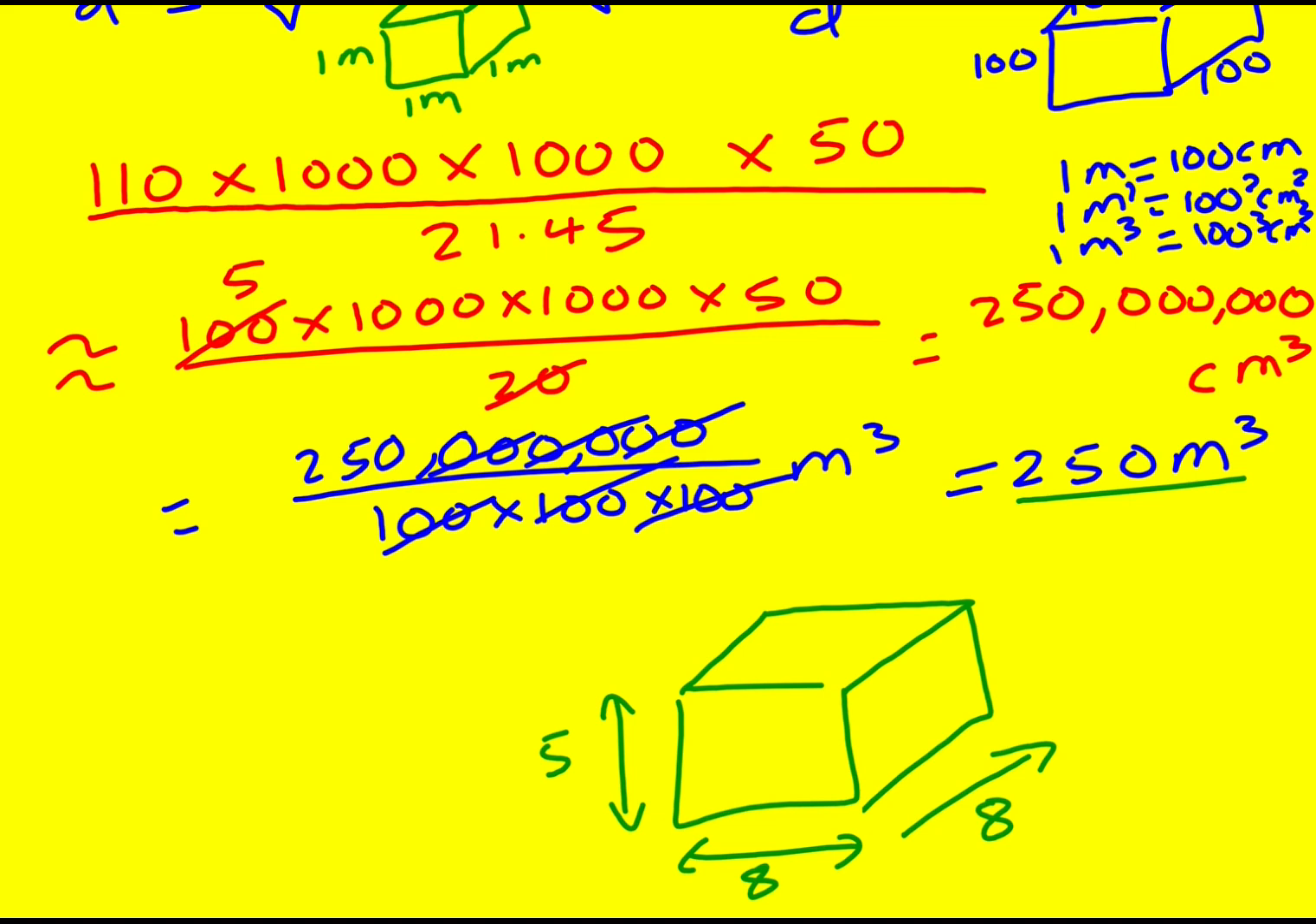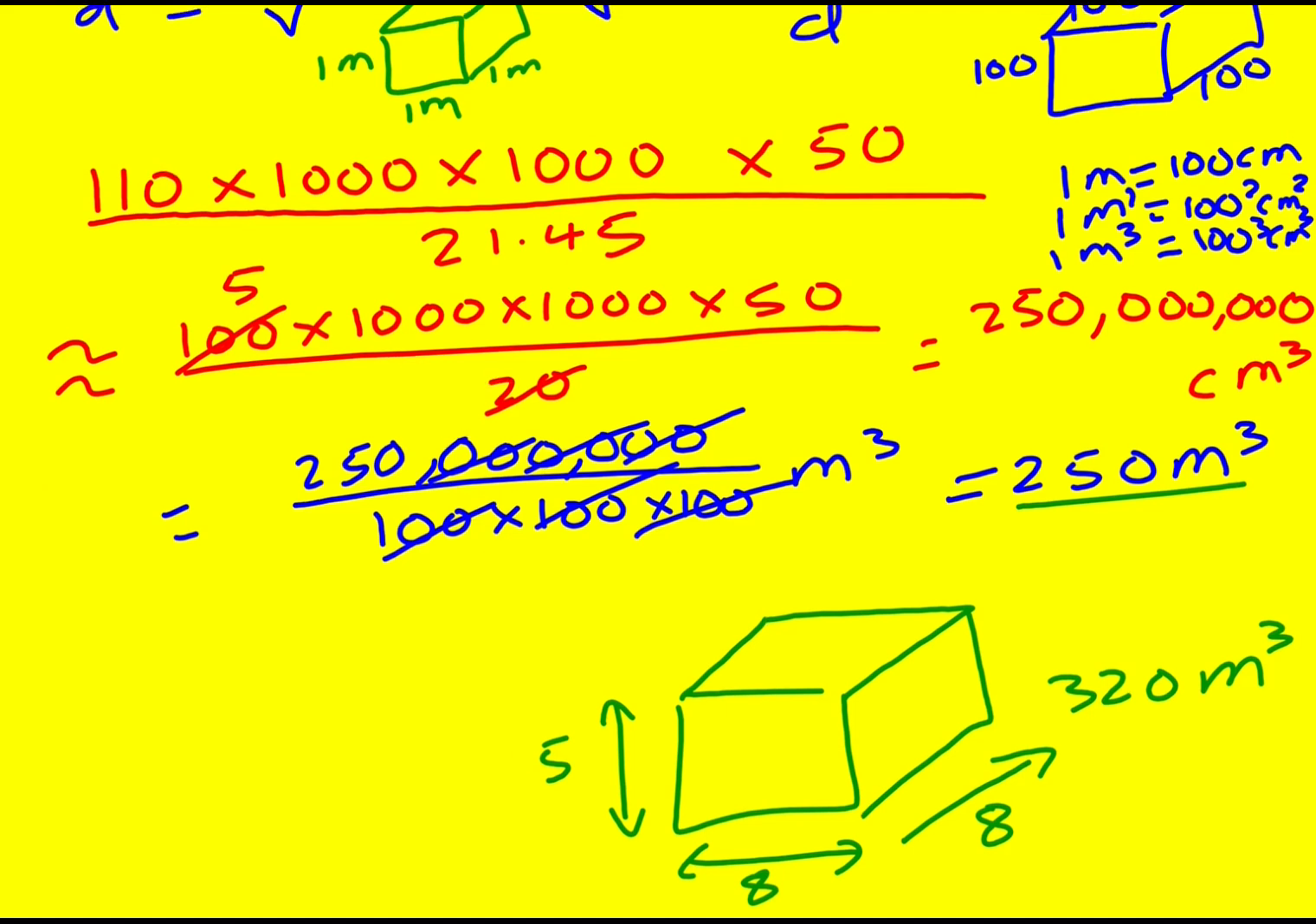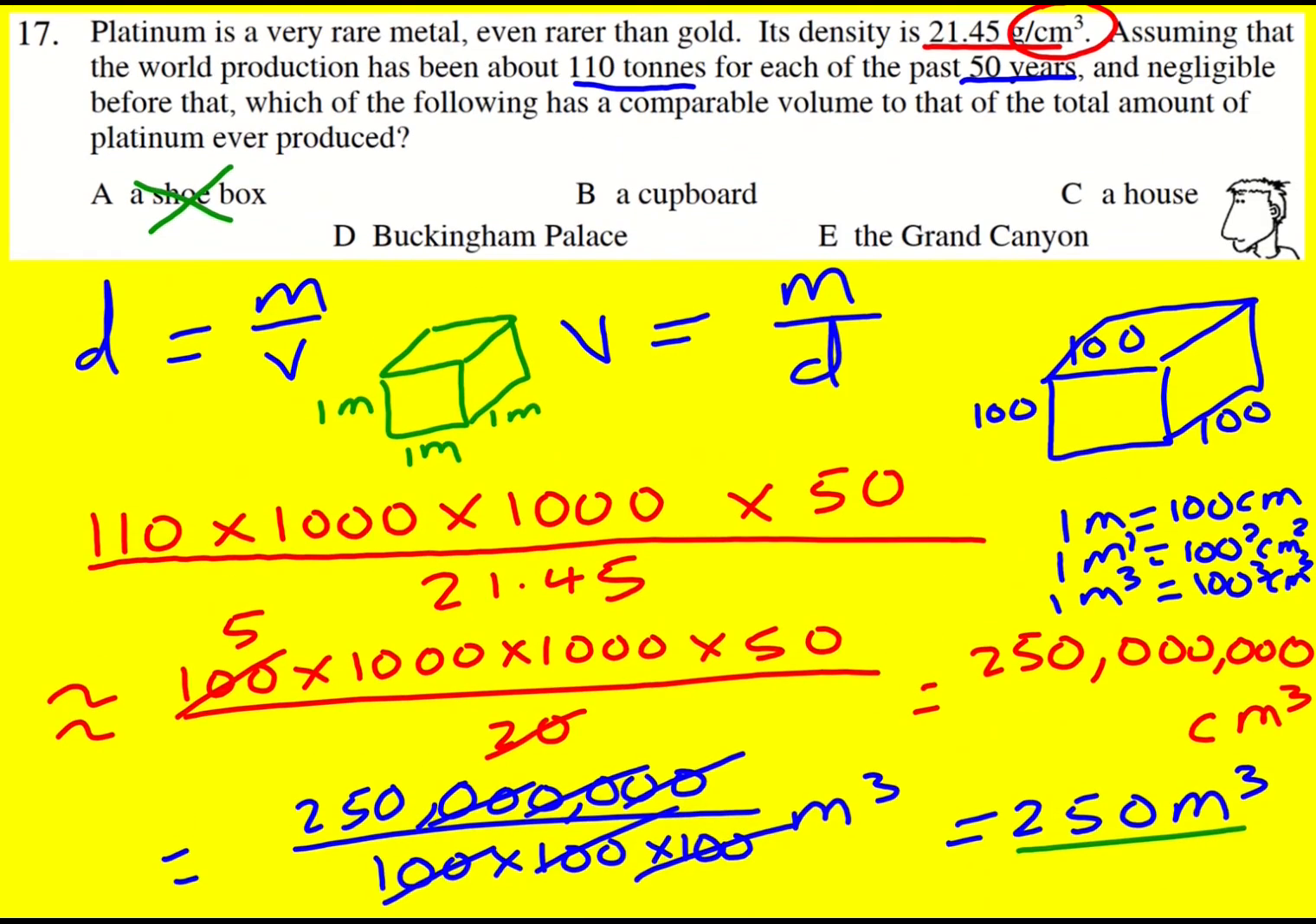Of course, houses vary in size. You can get small houses and very big houses. But if we look at the volume of this, well, 8 times 5 is 40, and 40 times 8 is 320. We're in the right ballpark. Okay, that is the main idea at the end of the day. So 320 meters cubed tallies quite nicely with the 250 that we have, and therefore it's going to be C, a house. If we think about Buckingham Palace, that's going to be a very, very big house, essentially, lots and lots of rooms. It's going to be much bigger than 250 meters cubed. And the Grand Canyon is even much, much bigger again. So that's why we can rule those out.